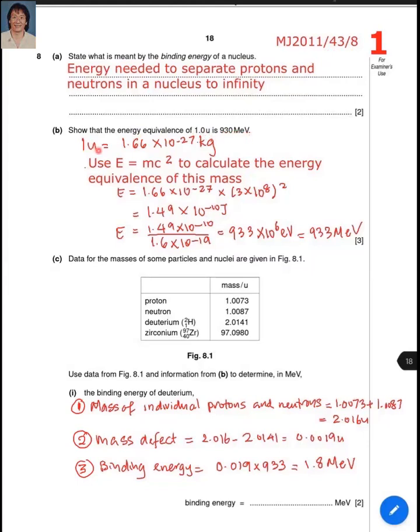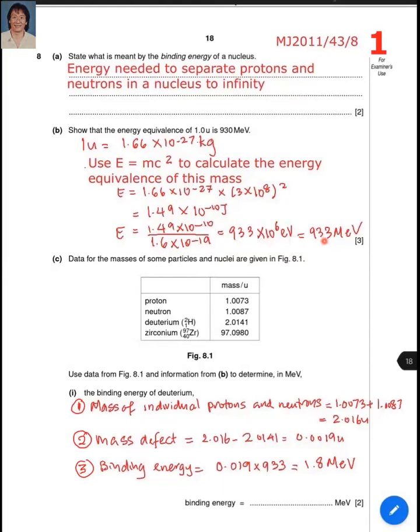We know that 1 u is equal to 1.66 times 10 to the minus 27 kg. Then use E equals mc squared to calculate the energy equivalence of this mass. So E equals mc squared. m is 1.66 times 10 to the minus 27 times c squared. This will give you 1.49 times 10 to the power of minus 10 joule. Then the energy in electron volt will be equal to 1.49 times 10 to the minus 10 divided by 1.6 times 10 to the minus 19. This will give you 933 times 10 to the power 6 electron volt, which is equivalent to 933 mega electron volt.